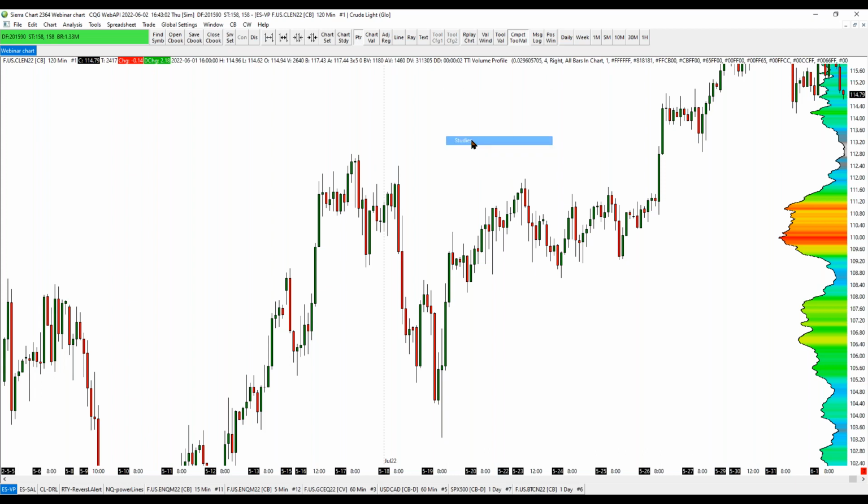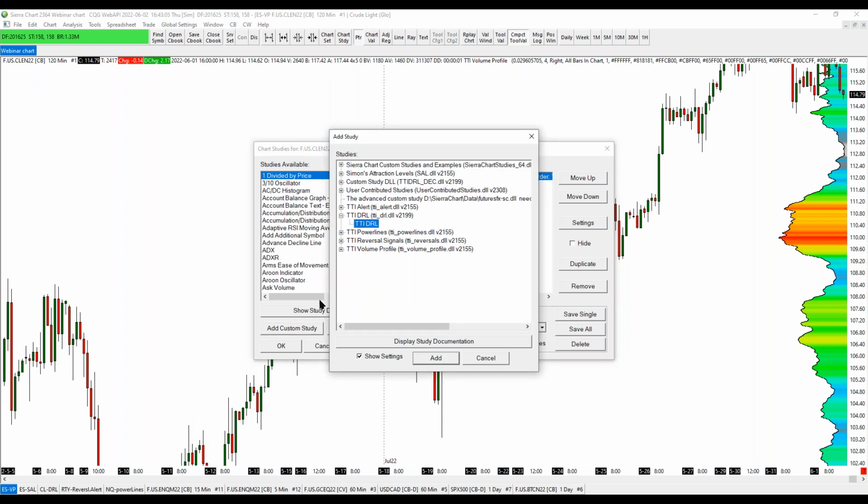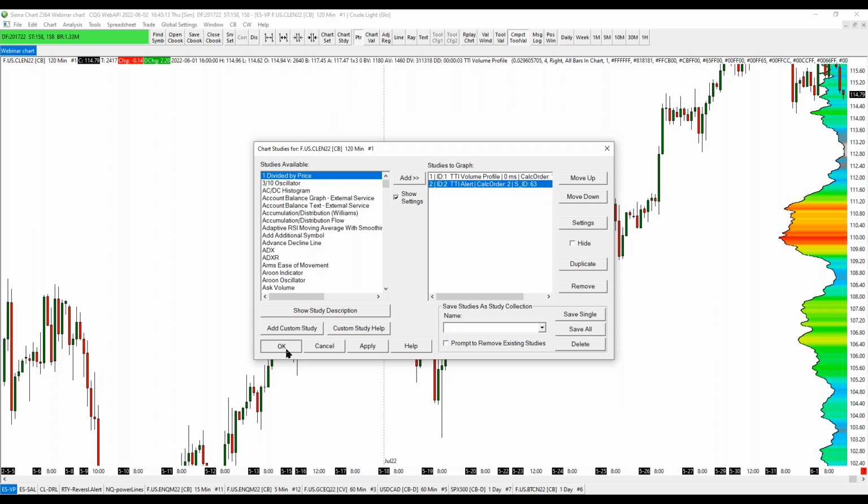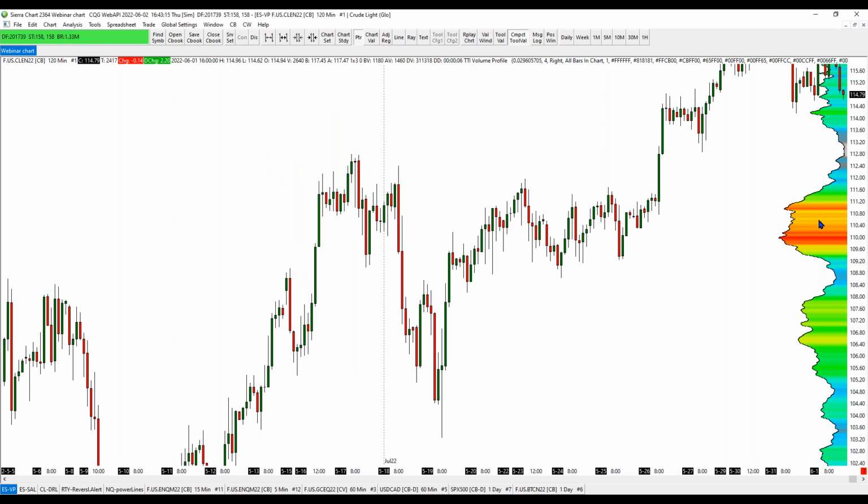I have to go to studies, and I have to go add custom study, and I have to go to alert indicator. This is my alert indicator. Okay, so this is my alert indicator, and I will put it here. I will press here, click here, and I'll put a line right here. This is my line. When the crude comes and touches it, you know what happens? It gives me an audio in my ear. This audio could be two things.